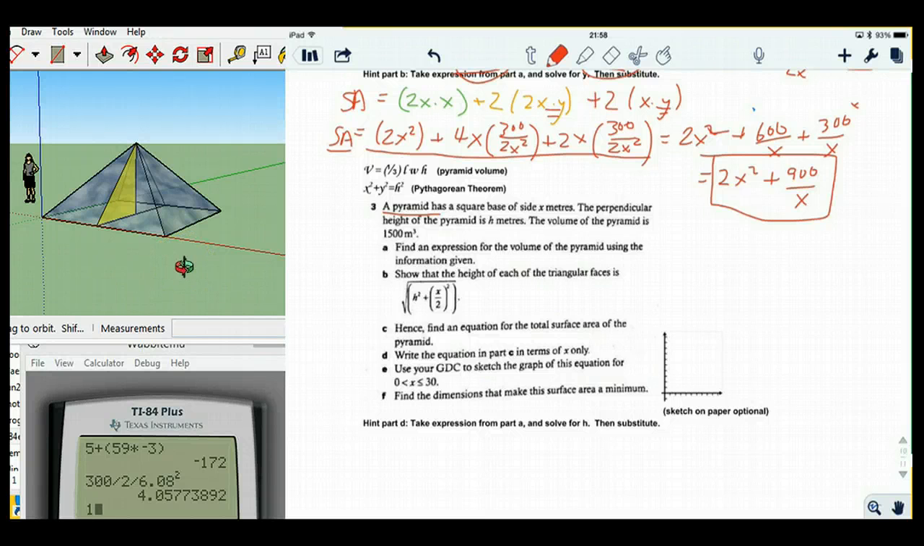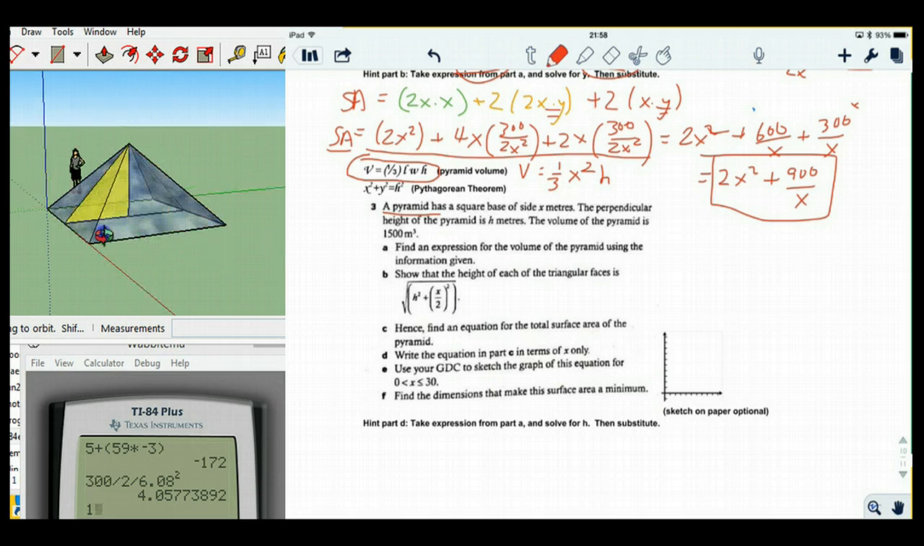Okay, so the two formulas you're going to need to do this problem are the volume of a pyramid, which is 1/3 length times width times height. And in this case, since it's a square pyramid, the length and width are both x. So volume equals 1/3 times x squared times the height, which is h. And the height is just this vertical bar right here. Okay, so that's the height.